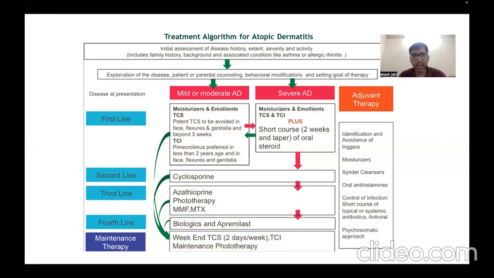Apart from this, tacrolimus or pimecrolimus can be preferred in children less than 2 years of age but more than 2 months, and on the face, flexures, and genitals, where we can't give topical steroids for a long time. If the patient is started on topicals and is not relieved completely, or it turns into severe atopic dermatitis, then we have to add a short course of oral corticosteroid for 2 weeks and taper off, at a dose of 0.5 milligram per kg per day.